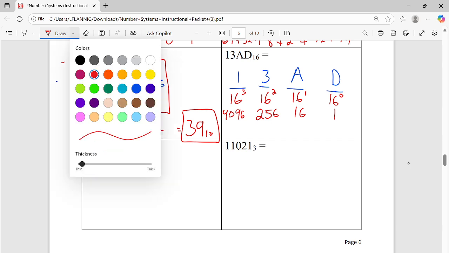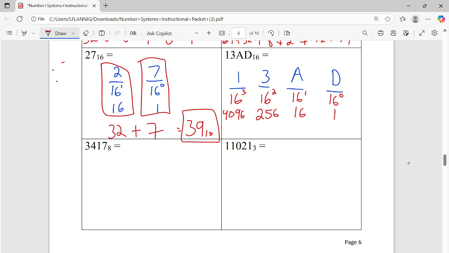Now as our multiplication step, 1 times 4,096 is pretty easy. That's just 4,096. Then most people don't know how to do this in their head, but 3 times 256, when you enter that into your calculator, you get 768. Then A times 16, we know A is 10 from our hexadecimal chart, so 10 times 16 is 160. And then D times 1, we know D is 13, so 13 times 1 is 13.